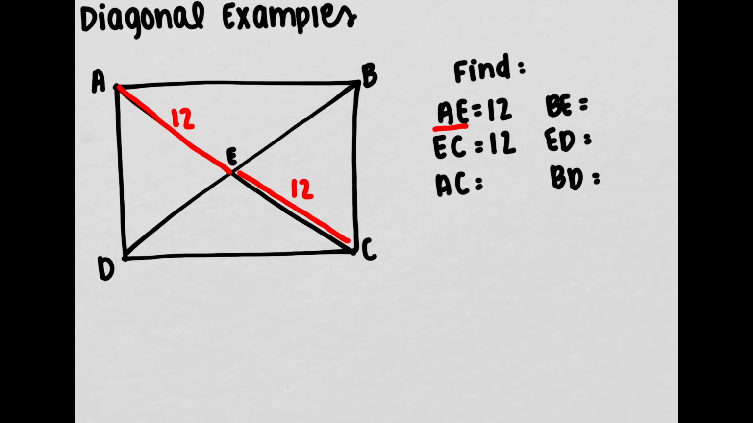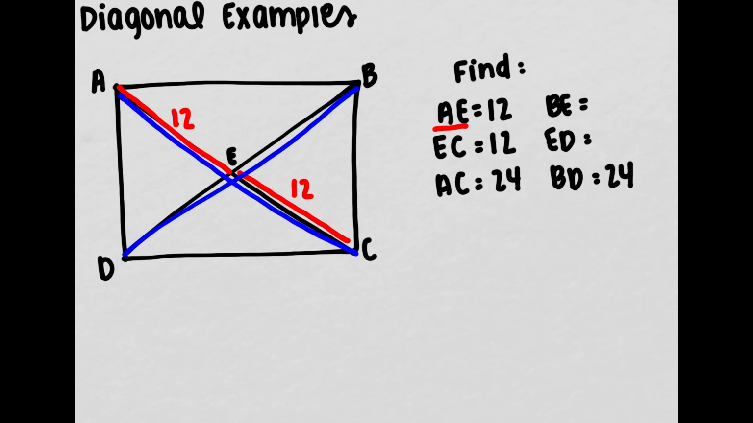Now AC is this whole diagonal from A all the way to C. So we add the 2 parts together, 12 plus 12, and that gives us 24. Now I know my whole diagonal is 24 from A to C, because of the rectangles, I know that both of my diagonals are equal to each other. So if AC is 24, that means that BD is also 24.